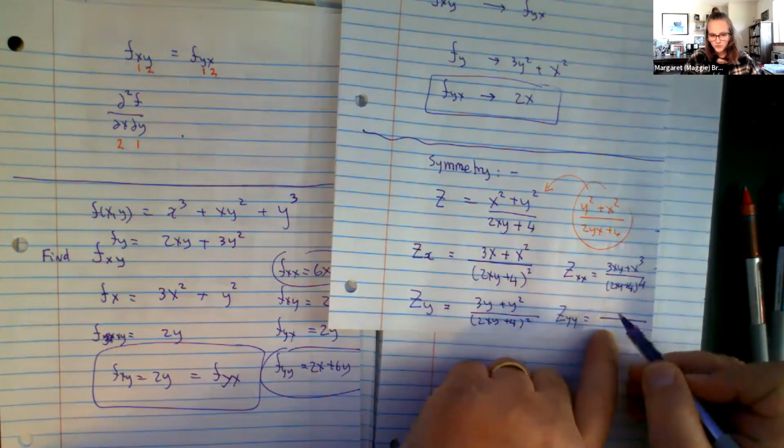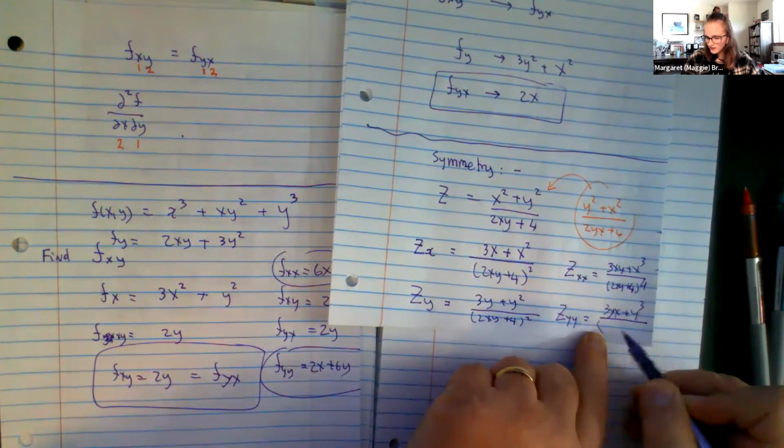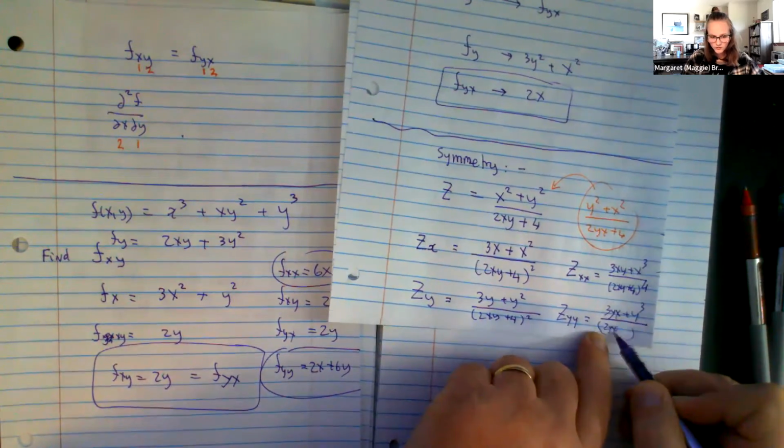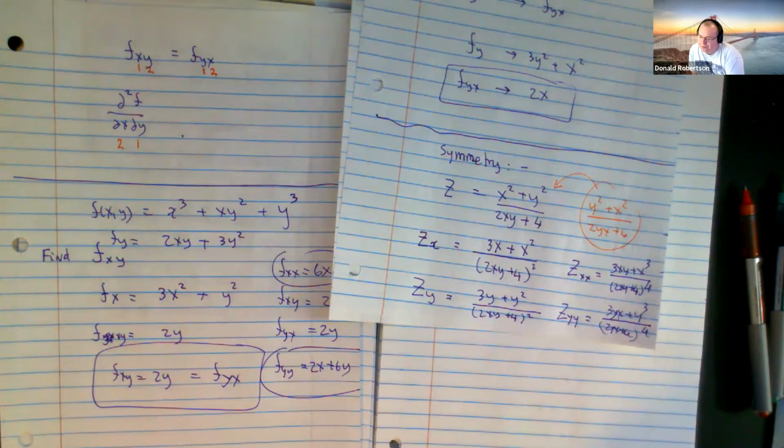Three yx plus y cubed. 2yx plus 4 raised to the 4th power. Doesn't that halve your workload? Because you only really need to do one of them the hard way and then use symmetry to get the other version. And you already do that.